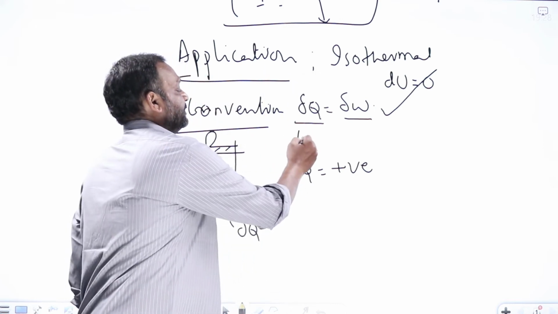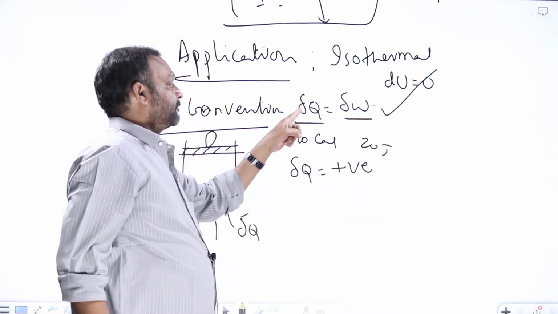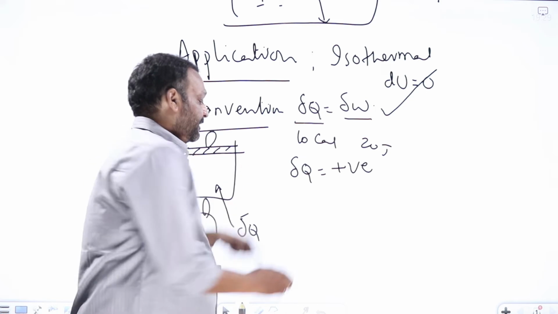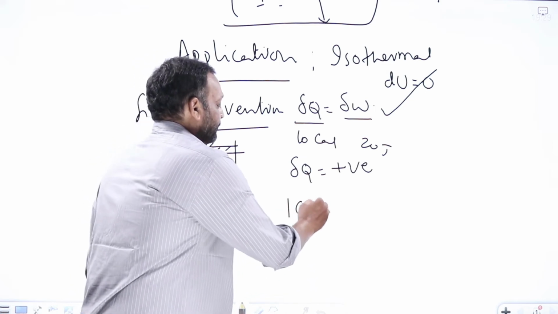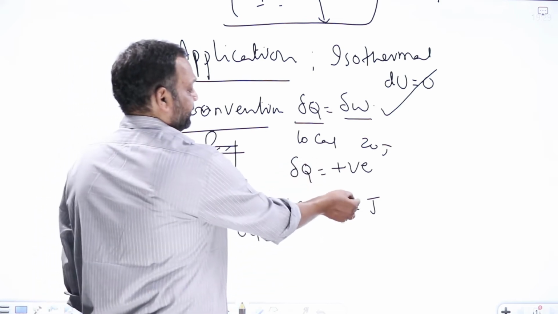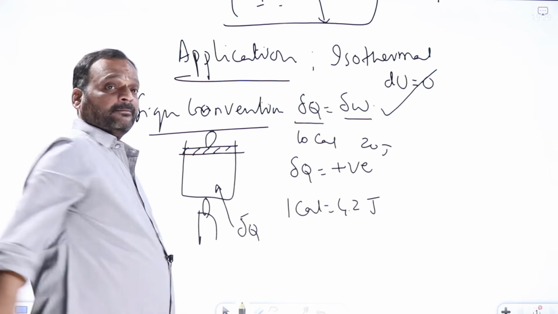Suppose say 10 calories of heat is given to a system, it does 20 joules of work. Okay, you should not put 20 calories and 20 joules of work here. No, convert this 10 calories, right? 1 calorie equal to how much? 1 calorie equal to 4.2 joules. So 10 calories means 10 into 4.2, 42 joules. You have to convert that and substitute in the formula.